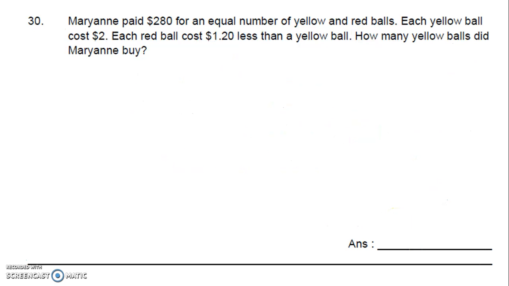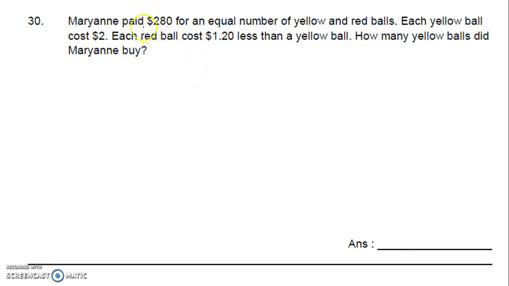Okay, finally, let's move on to the last question. Marianne paid $280 for an equal number of yellow and red balls. Each yellow ball cost $2. Each red ball cost $1.20 less than the yellow ball. How many yellow balls did Marianne buy?